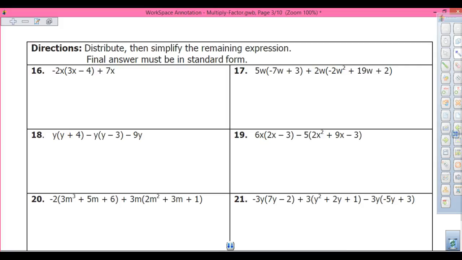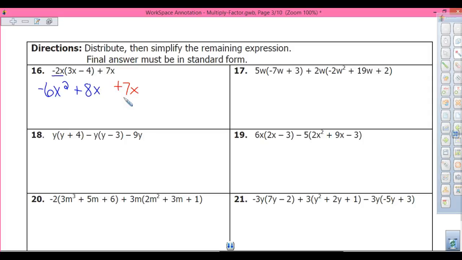All right, so now we're going to combine it with combining like terms. Okay, it's not bad. In number 16, we're going to distribute this negative 2x. Make sure you only distribute it to what's inside the parentheses. So we've got plus 8x. Now this 7x isn't inside the parentheses, right? So we just bring it down. Plus 7x.